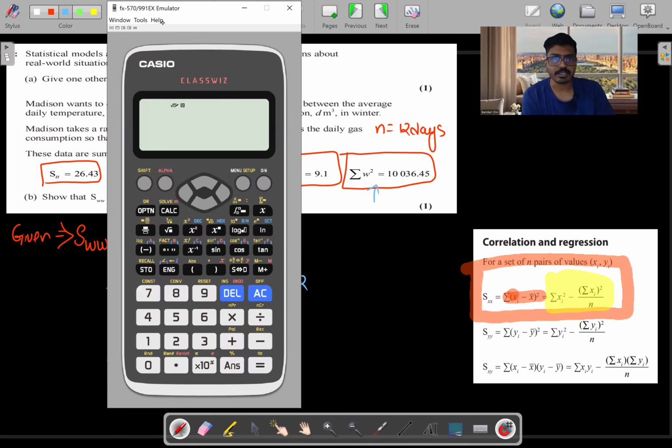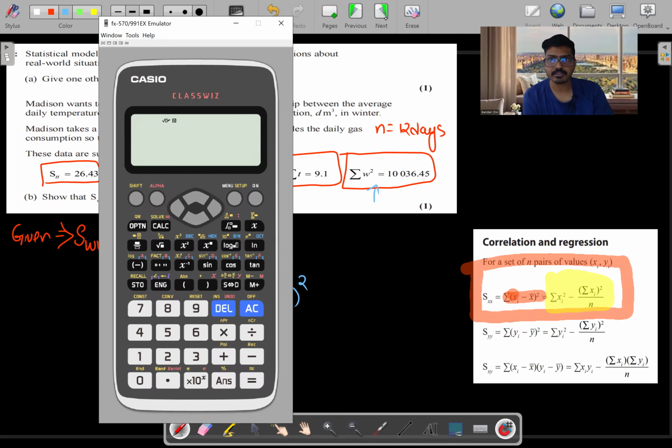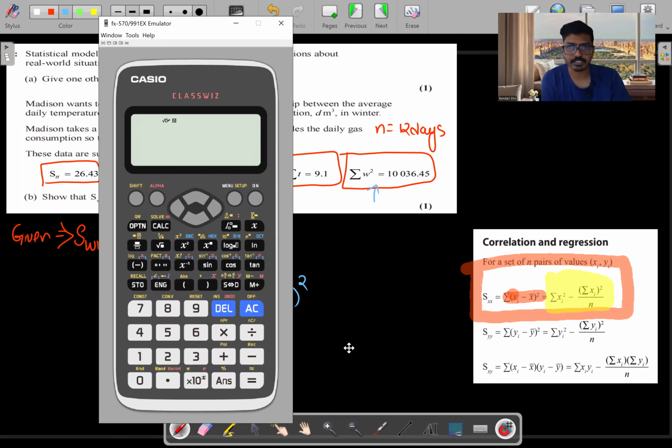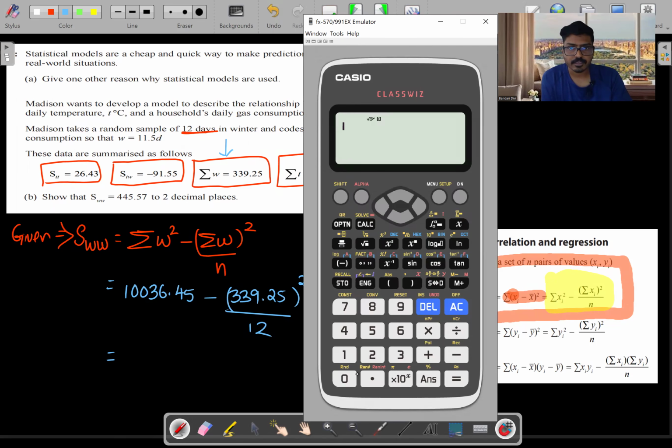Yep, so here is our calculator. Let's plug these values in our calculator. Let me plug these values in the calculator, which is going to be 1.